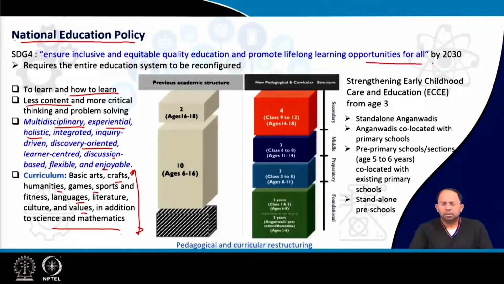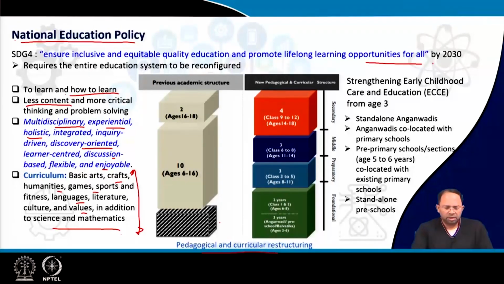Now, to do this, there has to be very much importance given to pre-primary, because that is when the mental growth of every child happens, during these initial years. So huge stress has to be given to pre-primary education. So the pedagogical and curricular structure has to be changed or revamped totally.